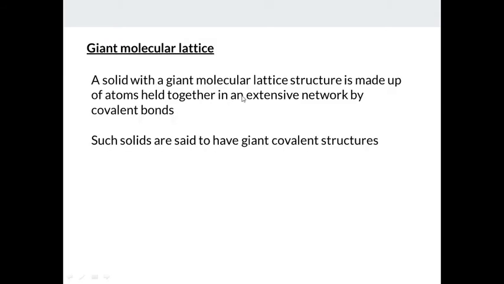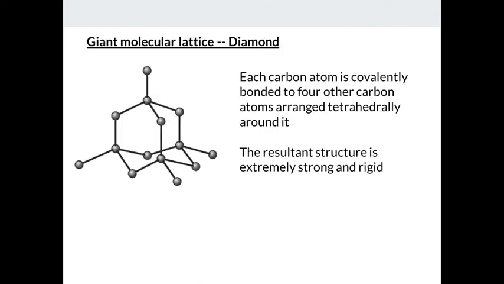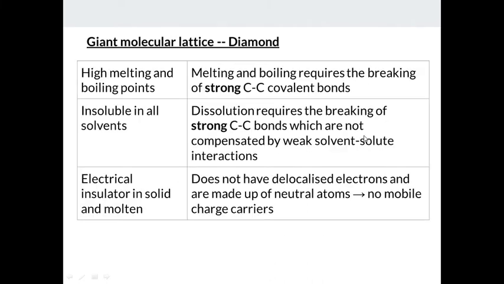So now let us take a look at giant molecular lattices. A solid with a giant molecular lattice structure is made up of atoms held together in an extensive network made up by covalent bonds. Such solids are said to have giant covalent structures. An example is diamond, where each carbon atom is covalently bonded to 4 other carbon atoms arranged tetrahedrally around it. This bonding pattern extends infinitely throughout a crystal of diamond. So the resultant structure is extremely strong and rigid.